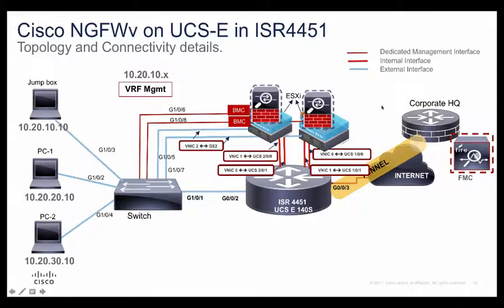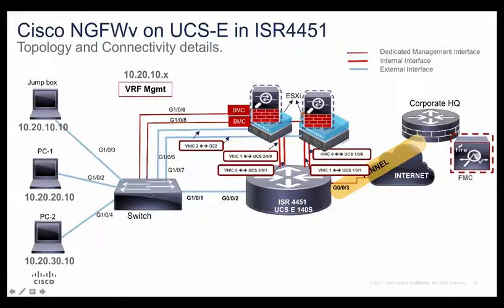And this is the topology and connectivity detail which I'm going to use for this demo, and I have replicated this head office, branch office kind of network setup to show this demo. So here the two next generation firewalls are running in an HA mode on two separate UCS-E modules within the same router, and I have used the UCS-E 140S module on an ISR 4451 router. It has two internal interfaces and one external interface. The external interface is connected to the switch, and there is a dedicated management port, which is also called CIMC in short, and it is also connected to the switch port.